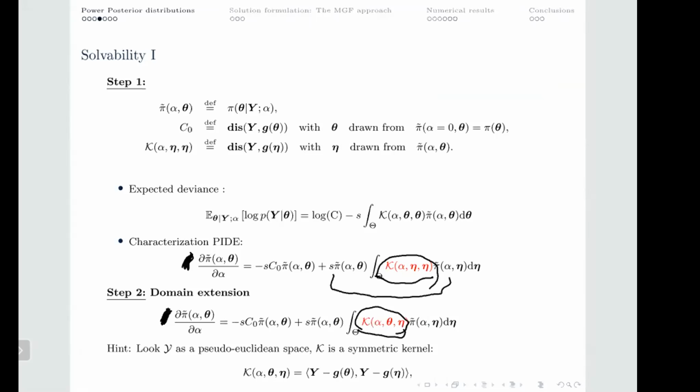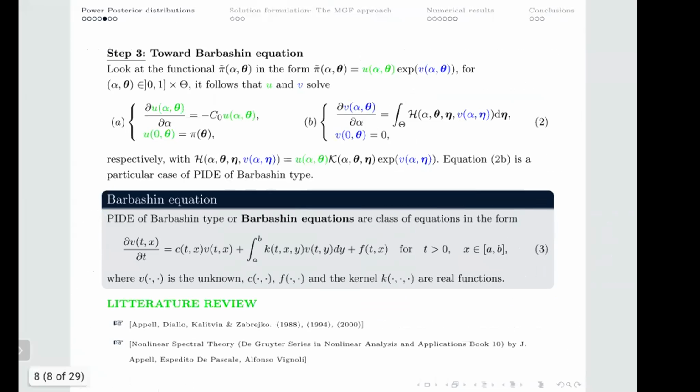Is it really meaningful? So the point is the following: you look at the data space like a pseudo-Euclidean space, and then you see that this is actually a symmetric kernel, which is associated to the inner product, associated to the distance that we gave previously. Okay, so now to break the nonlinearity, we introduce this form. We say that the power posterior is the product of two functions, a function u and another function v. And then we can write from our equation, we can write this equation 2a and 2b.